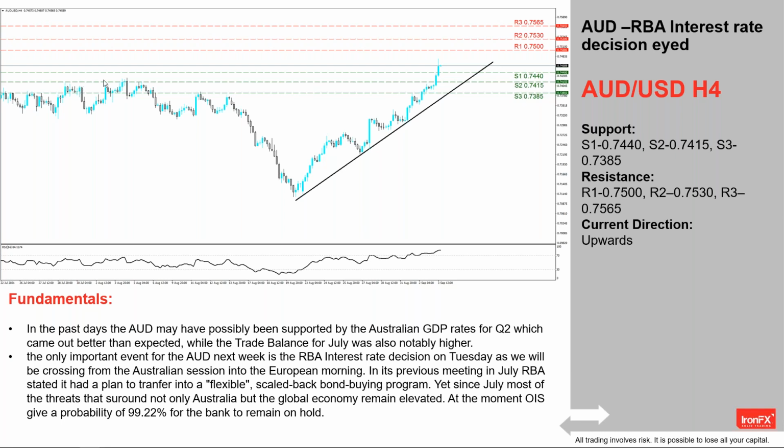This level was tested in the beginning of August. Thus, it is a very strong level, and there is a strong possibility it will be met in the scenario of bearish momentum. Even lower, the S3 0.7385 is our last and final support. And that's it also for the AUD.